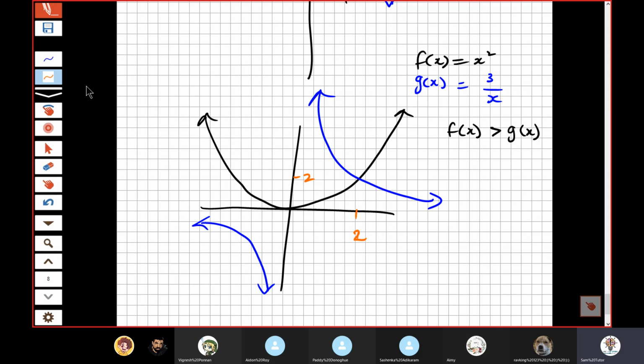Does anyone want to take a guess? Just so you can see if you can understand this. When does it look like the black is bigger than the blue? Anyone? Oh, yep. Hold on. Yep, go ahead. When x is greater than 2. I agree. The black curve is definitely bigger than the blue curve for anything greater than 2.